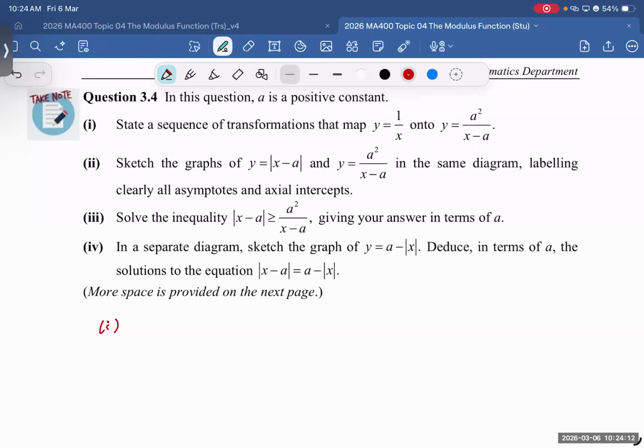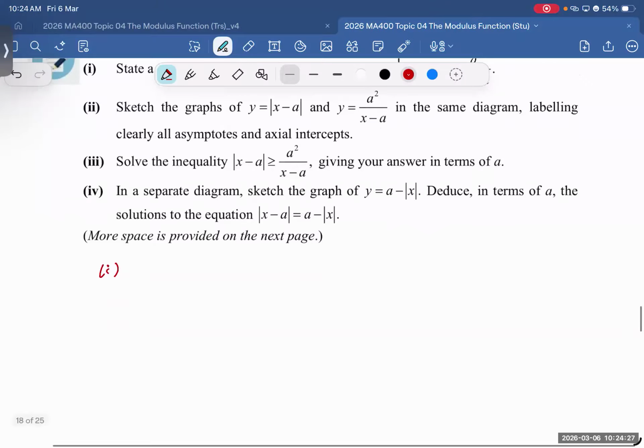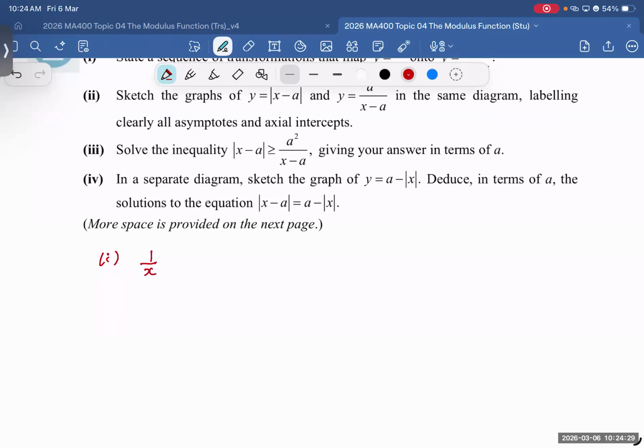Now we need to check answer. Here, I don't show them first. Right. There you go. Now, it will involve a scale followed by a translate, or translate followed by scale. So 1 over x, my guess is you need to replace x with something. Maybe you can get y equals a squared over x. Then maybe you do something, then you get a squared over x minus a, right? So that's transformation 1 and 2.